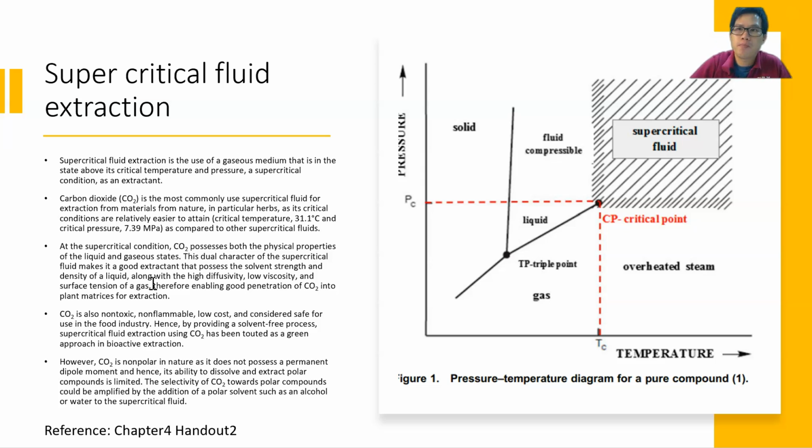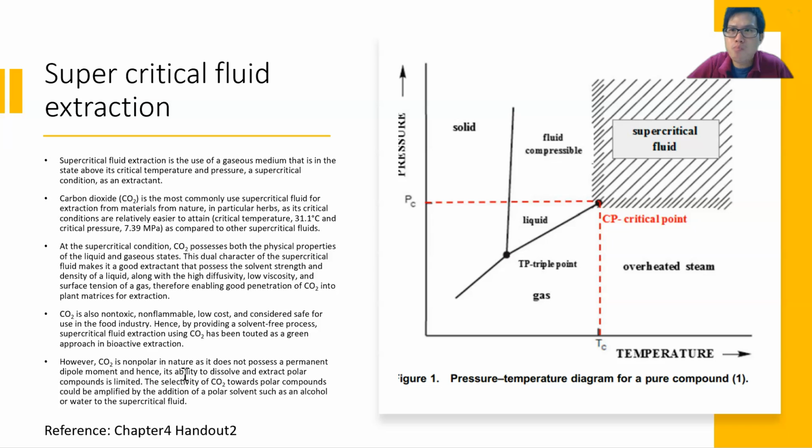Because CO2 is non-toxic, non-flammable, and low cost, industry loves to use carbon dioxide. However, carbon dioxide is non-polar. It really depends on the flavor chemical structure. If your flavor chemical is polar, then carbon dioxide may not be optimal. I won't say it won't extract out, but it won't be optimal to extract the polar flavor molecule.